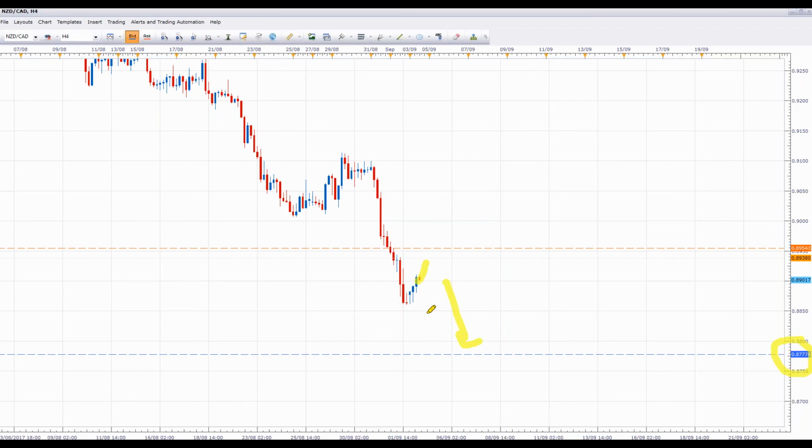So as you can see, we don't really have any opportunity to get involved just yet, but perhaps tomorrow this spends the rest of the evening correcting, and perhaps tomorrow we can get a trade to the downside in this area, a continuation of the overall move to the downside.